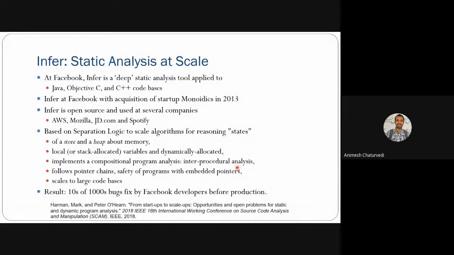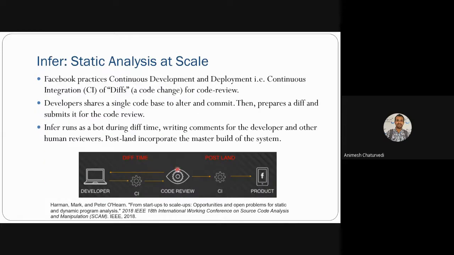Then Infer follows pointer chains for the safety of programs with embedded pointers. These are technical terms of software analysis, software engineering, and program analysis, so we'll not go into much detail on these. These are the technical things behind Infer. It scales, meaning it could do testing for large code bases. Then what are the results? Infer can find tens to thousands of bugs that can be fixed by Facebook developers before it goes to the production phase. Production phase means the final phase which could be used by the users. So Infer detects tens to thousands of bugs for fixing.